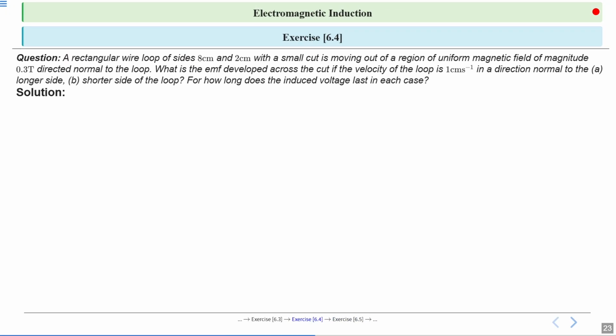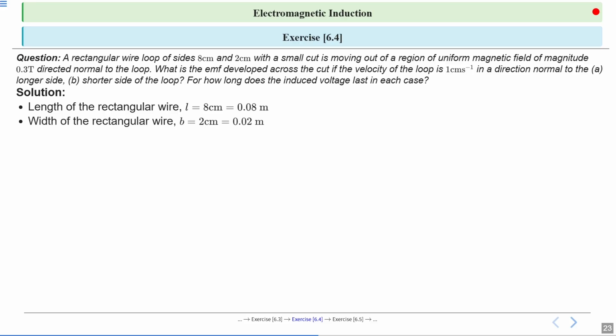So length is given, 8 centimeter, that is 0.08 meter. Width is given b equal to 2 centimeter, 0.02 meter. Hence area of rectangular loop A equal to L into B, which is equal to 0.08 into 0.02, which is equal to 16 into 10 to the minus 4 meter square.